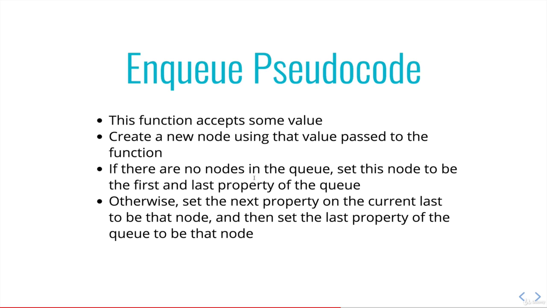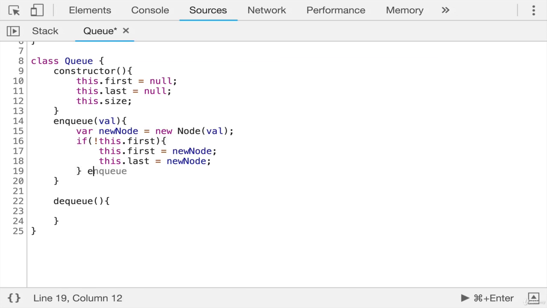Otherwise, set the next property on the current last to be the new node, and then move the last pointer to be that new node at the end. So basically add it to the end. So that looks like this, else, and this is identical other than first and last and size. You could replace that with push on our singly linked list. We're adding to the end.